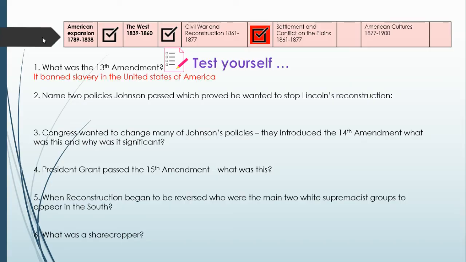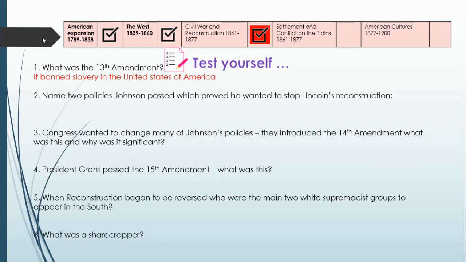So the 13th Amendment banned slavery in the United States of America. Remember, this is the first thing that Lincoln does in his second term as president before his assassination. So remember, this is the legal promise being upheld that was the Emancipation Proclamation. So the 13th Amendment banned slavery.